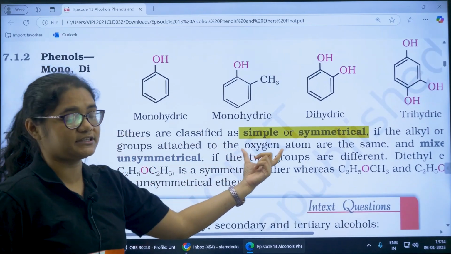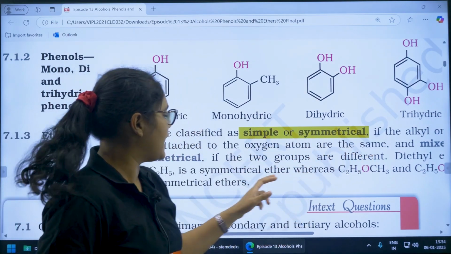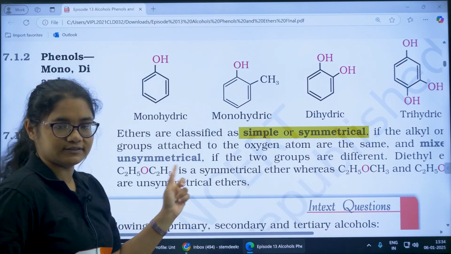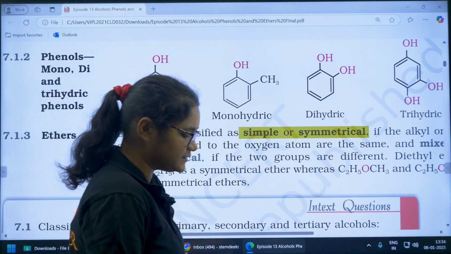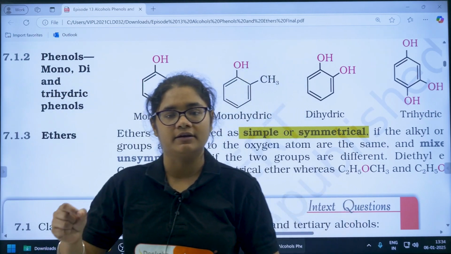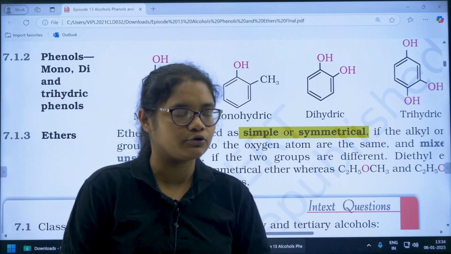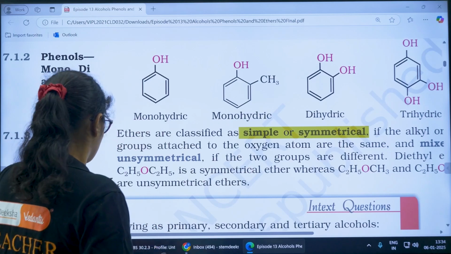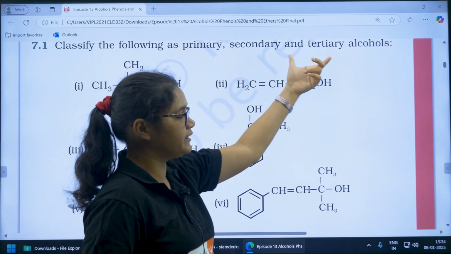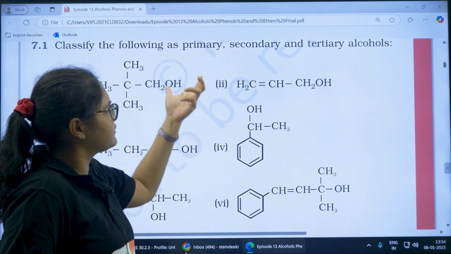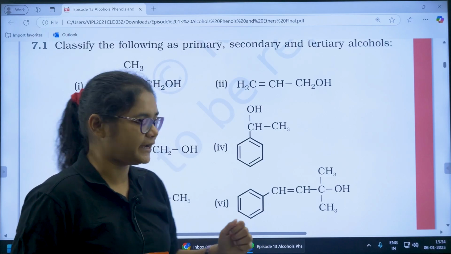What is the classification of ethers? Okay, simple or symmetrical ethers and unsymmetrical ethers. So what is a symmetrical ether and what is an unsymmetrical ether? This can easily be a 2-marker question, like define symmetrical ethers with an example, or define unsymmetrical ethers with an example. Okay, so you should know this definition. Next, see how this question is: classify the following as primary, secondary and tertiary alcohols. Like this, the question can also be to classify the following as allylic, vinylic or benzylic alcohols, right?